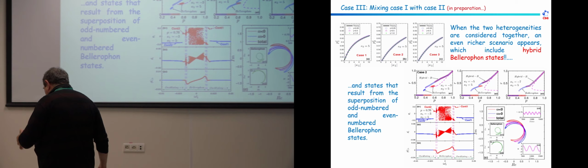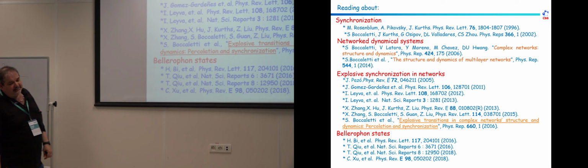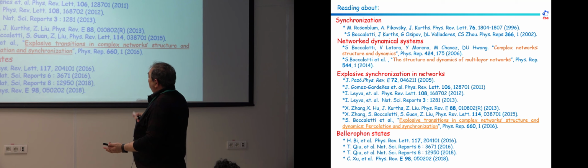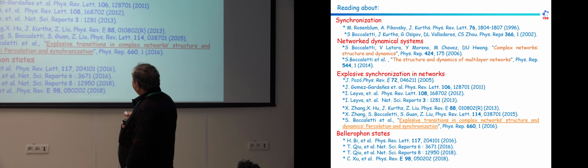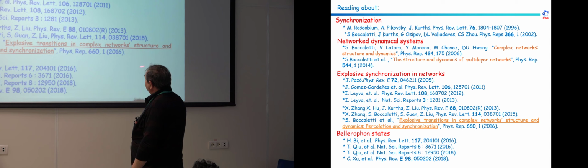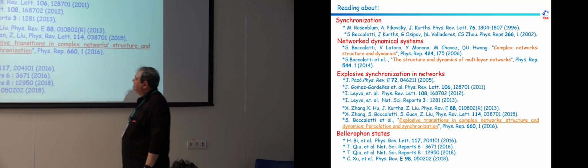Next. So if you are interested in this and other things, this is more or less the list of things you can read. On synchronization, there are several books, and of course then the other ones concentrate on my own papers, but in any case, on dynamical systems in networks, you can read two very large Physics Reports. The explosive synchronization from Pazó and a group of other Spanish authors up to now is contained in these more or less references, and Bellerophon states, you find them here.